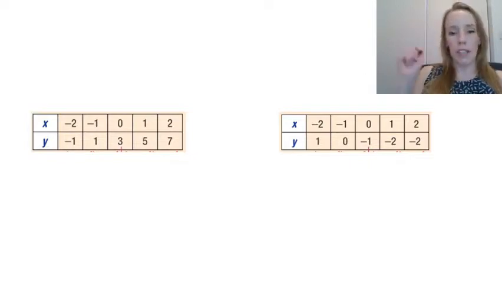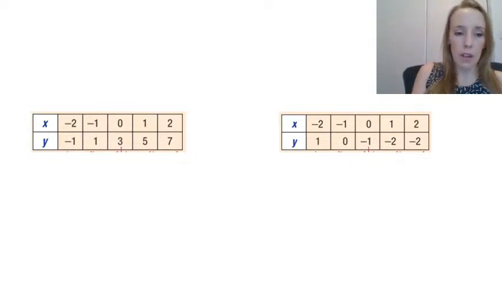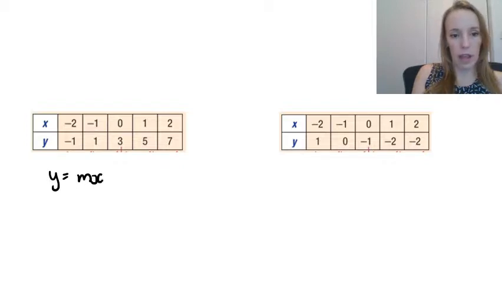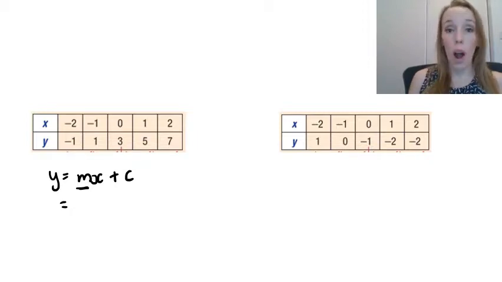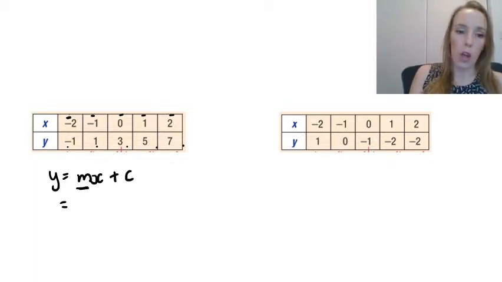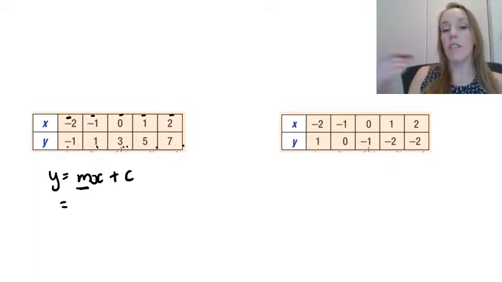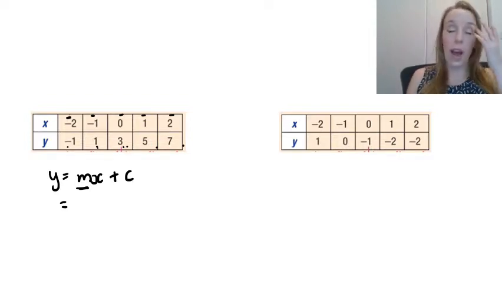Okay, so for example, we've got two tables here. We know that formula y equals mx plus c. M is the coefficient of x, so it's the change in y as x increases by 1. In our first table, we can see x is increasing by 1: -2, -1, 0, 1, 2. So we look at the y. How does y change as x increases by 1? -1 to 1, that's an increase of 2. 1 to 3, an increase of 2. 3 to 5, increased by 2. 5 to 7 is an increase of 2. So it's changing by 2 every time x changes by 1.